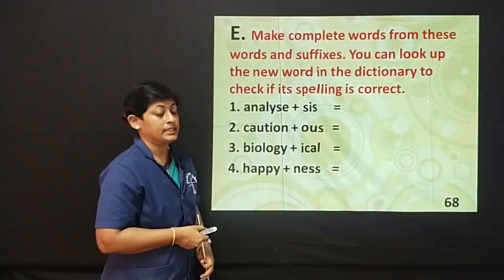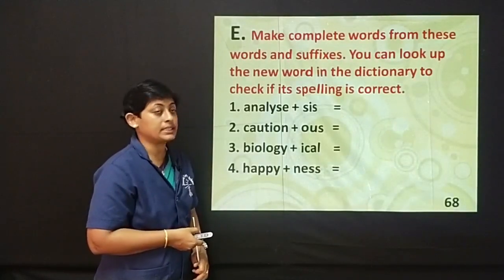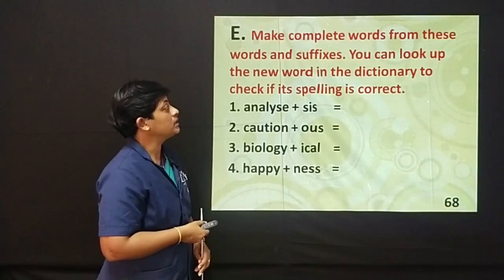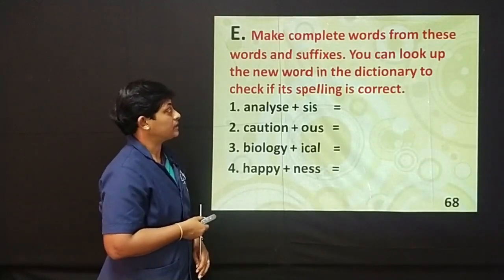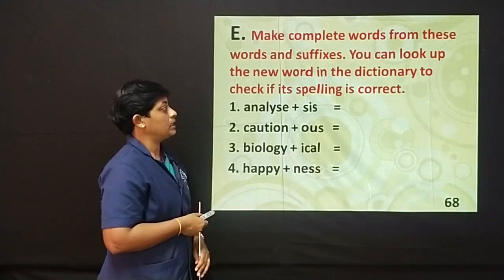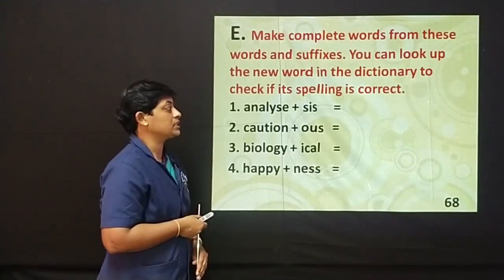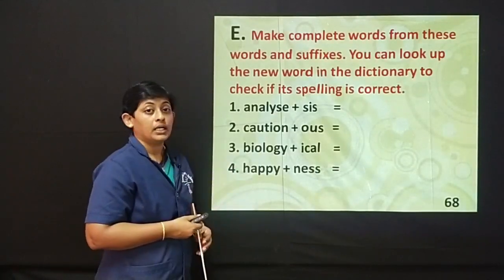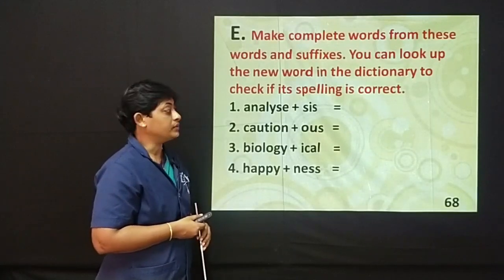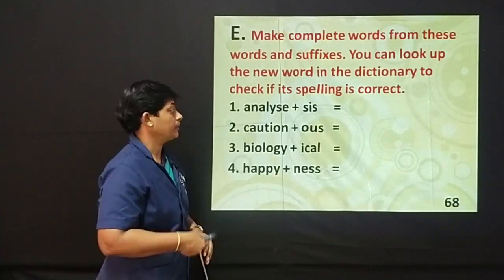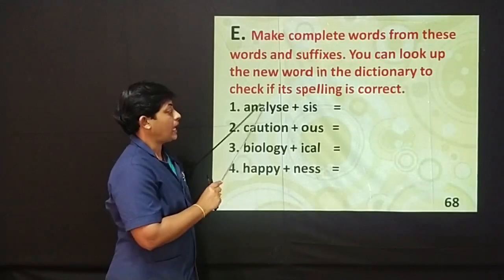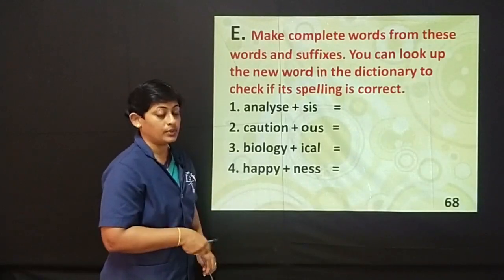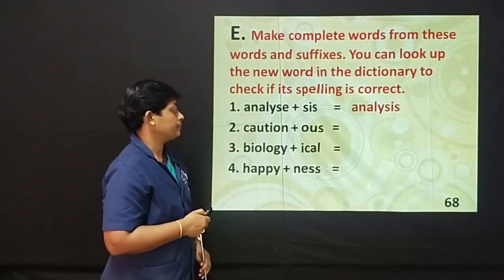Now let us complete the exercise on page number 68 in your textbook. E. Make complete words from these words and suffixes. You can look up the new word in the dictionary to check if its spelling is correct. Please make use of the dictionary and understand the meaning of the newly formed words. First one, analyze. The suffix is sis. So your answer will be analysis.